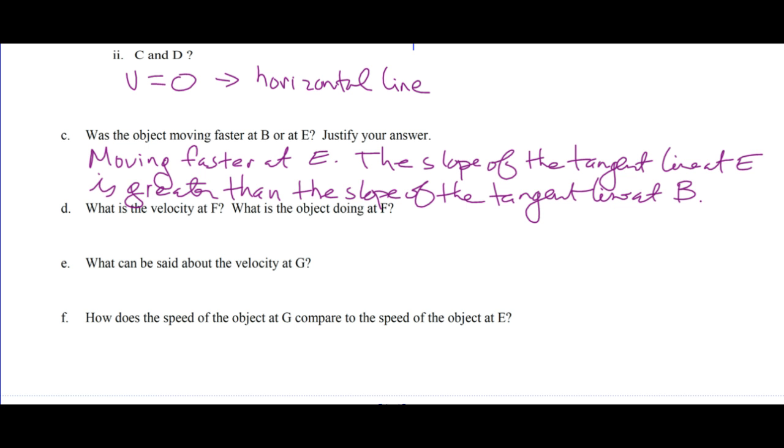Okay, grade yourself. What is the velocity at F? 0. What is the object doing at F? Changing direction, right? So it's momentarily at rest while it changes direction. So the velocity at F, v is equal to 0. The object is changing direction.